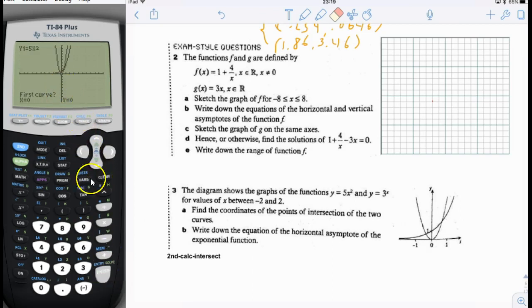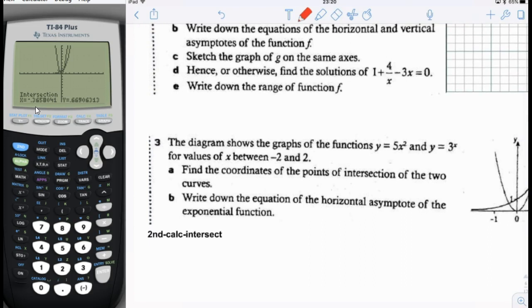So it says first curve, and we say yes. Second curve, we say yes. Then it says to guess. And since there are 2 points of intersection, first I'm going to move closer to the left point of intersection. I'm going to hit enter. And then it's going to give me the intersection point, which is -0.366, comma, 0.669. Okay? And then it gives me a second point.